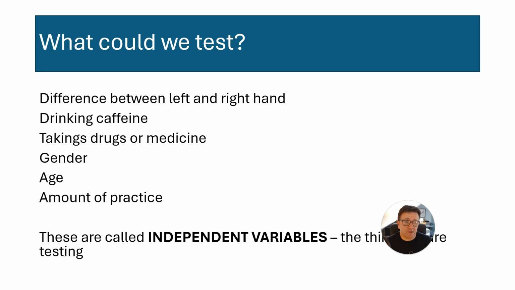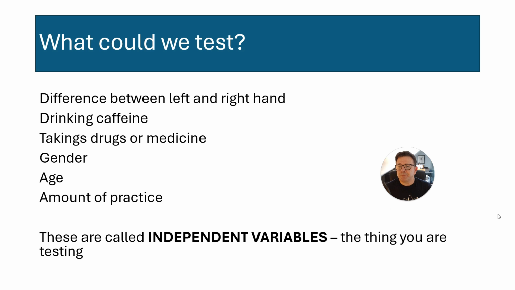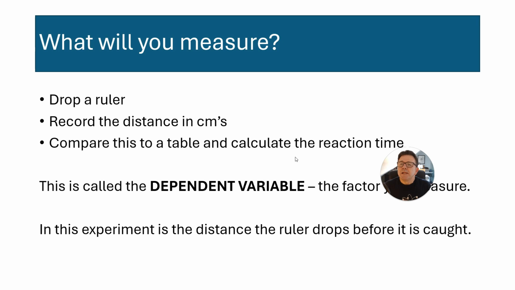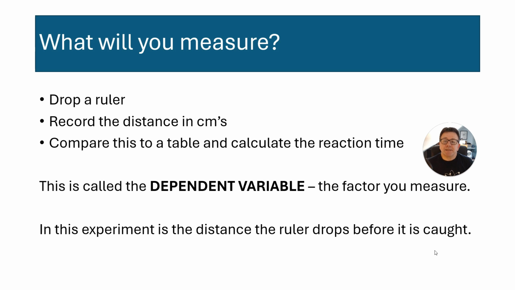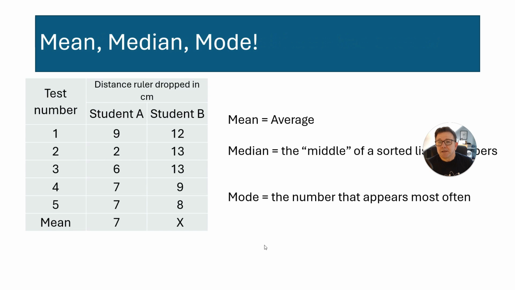What could we test? Well, there's lots of things you could test here. I've just put what they might ask you about: taking drugs, gender, age, amount of practice. Remember, those are the independent variables, the things that you are testing. What will you measure? Usually you drop a ruler, you record the distance in centimetres, and you compare it to a table. Usually they'll give you some data, and then you can calculate your reaction time. This is the dependent variable, the factor you're going to measure. In this experiment, it's the distance the ruler drops before it is caught.